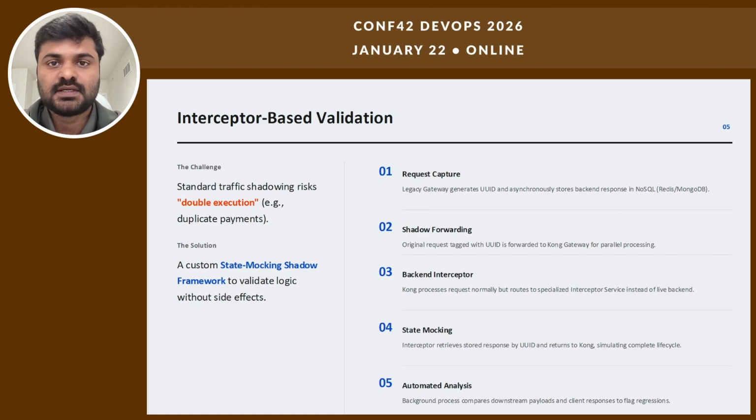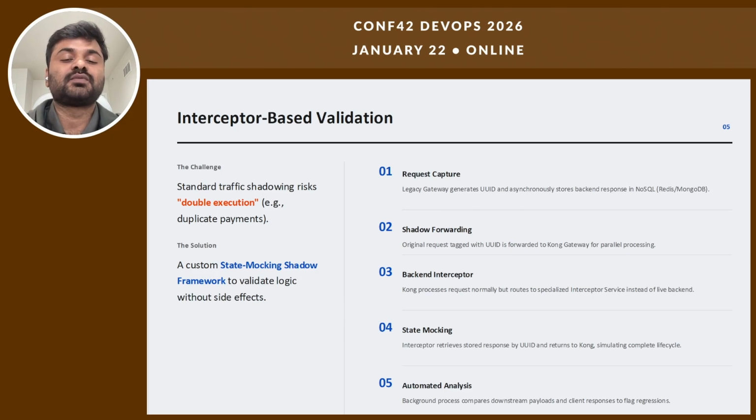There was a processor on the legacy gateway. Whenever the legacy gateway receives a request, it processes the request and forwards the response back to the client. The gateway will then asynchronously use a processor to run the parity. This processor will copy the customer request and fire it on the new Kong gateway system. Before firing that, it will create a parity ID, and it also saves the downstream request, the downstream response, and the client response in a NoSQL store.